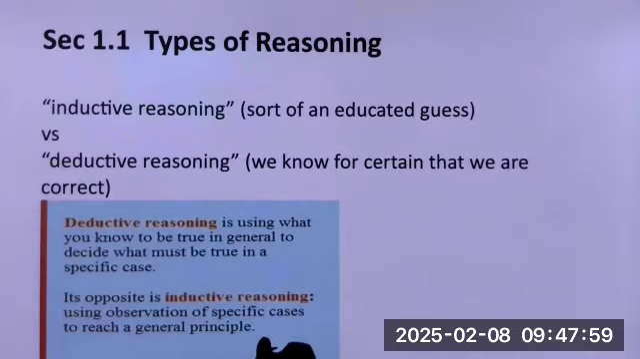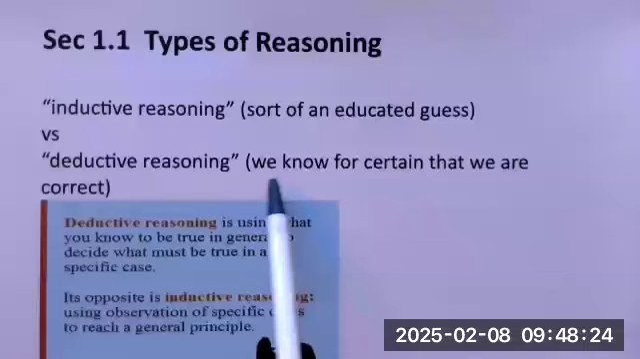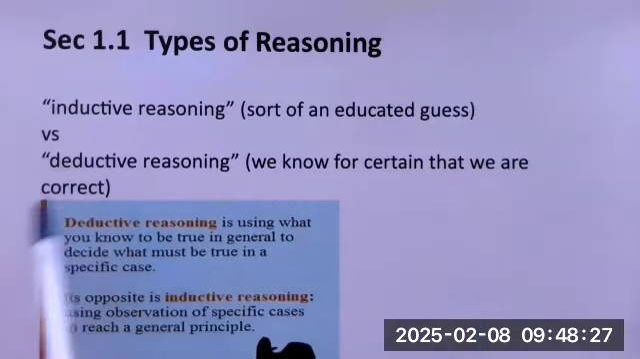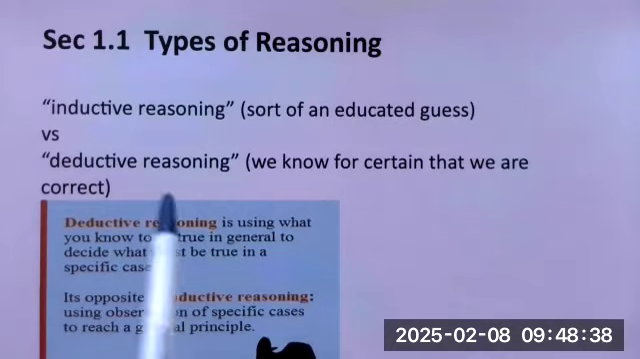Section 1.1, types of reasoning. In this section, we're going to learn two different types of reasoning, inductive reasoning versus deductive reasoning. When we use inductive reasoning, we're sort of making an educated guess. We're using specific cases or examples to try to reach a general conclusion. When we use deductive reasoning, we know for certain that we are correct. We're using rules that are already established and trying to apply them to a specific case. So those are the two different types of things we're going to look at in this section.